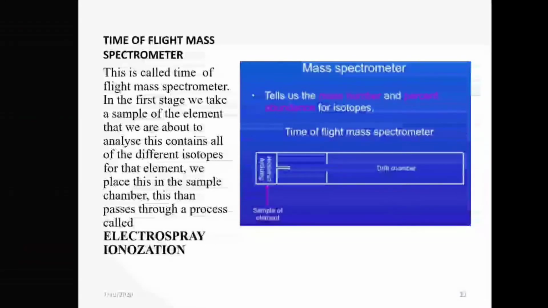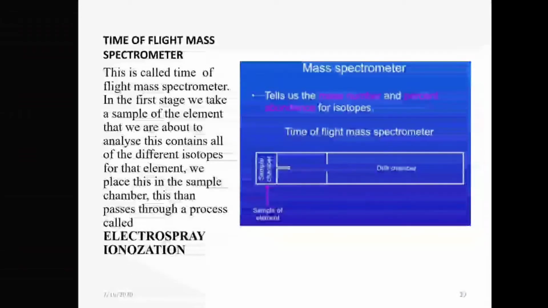The sample is injected and it should be in a gas phase or a liquid phase; it can't be a solid. When it enters the main cavity, there's heat here. So if our sample is liquid, it needs to be vaporized. So the second stage is vaporization. The next stage is ionization by a high voltage called ESI, electrospray ionization.